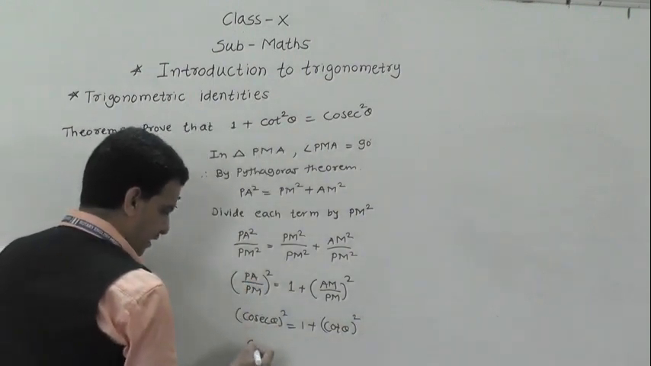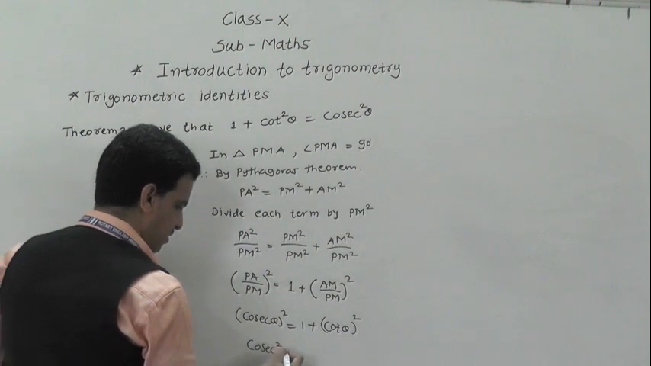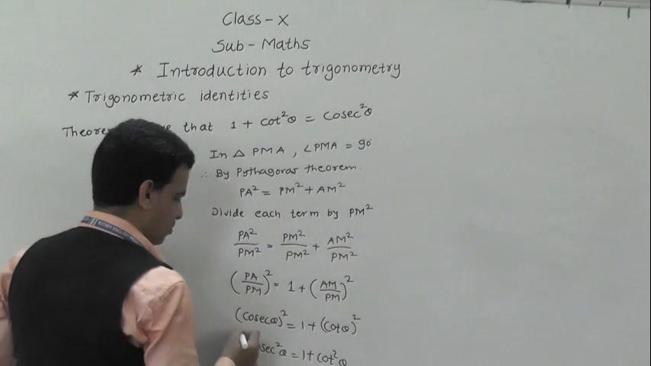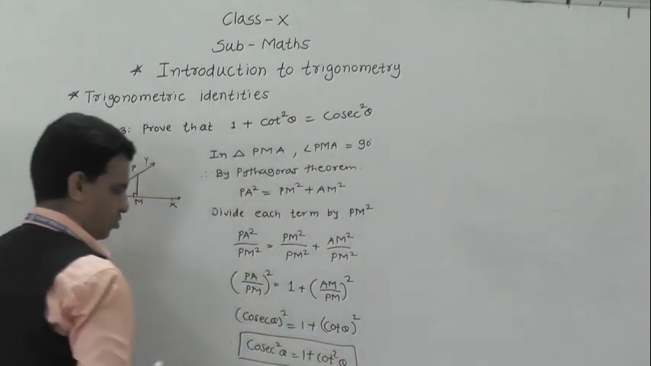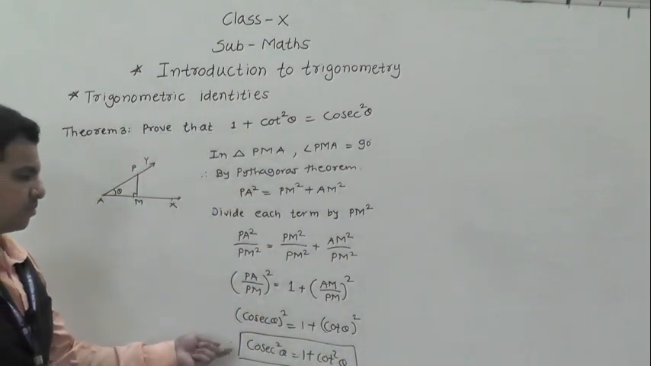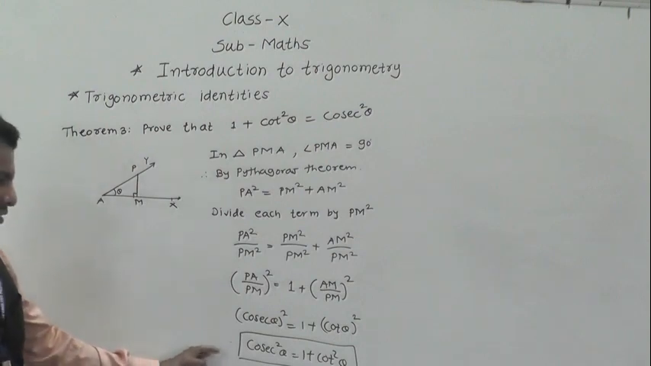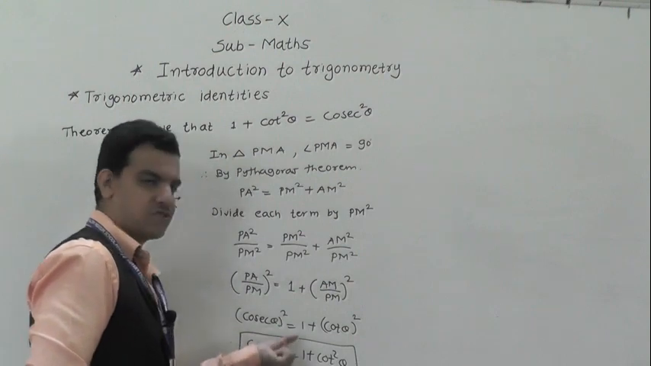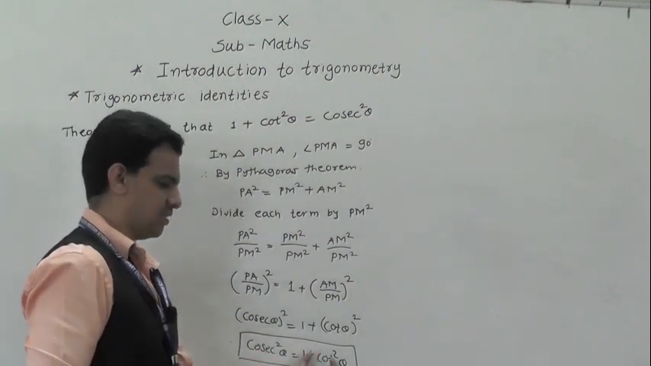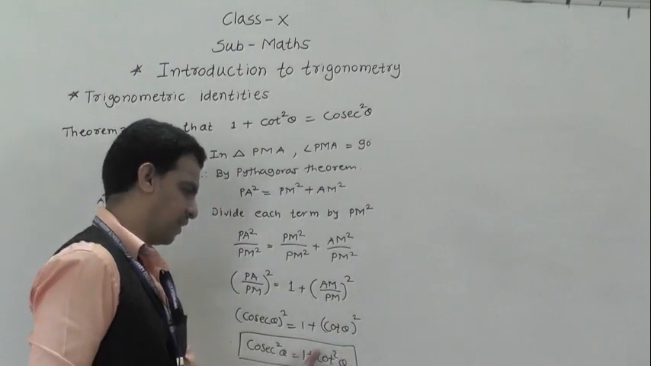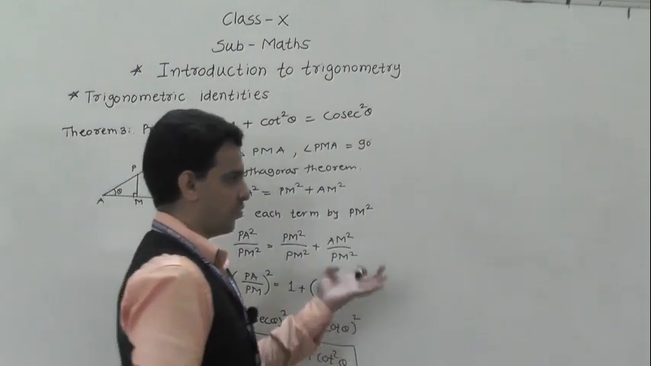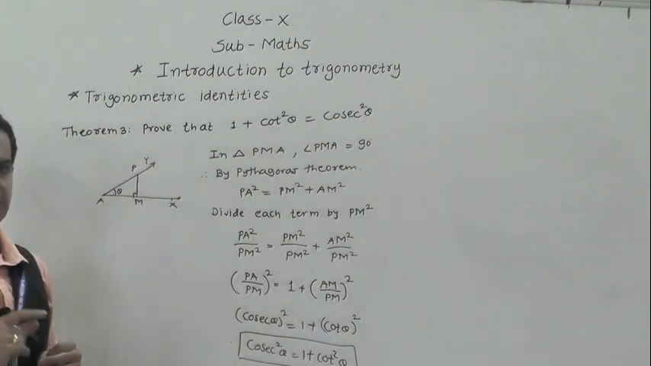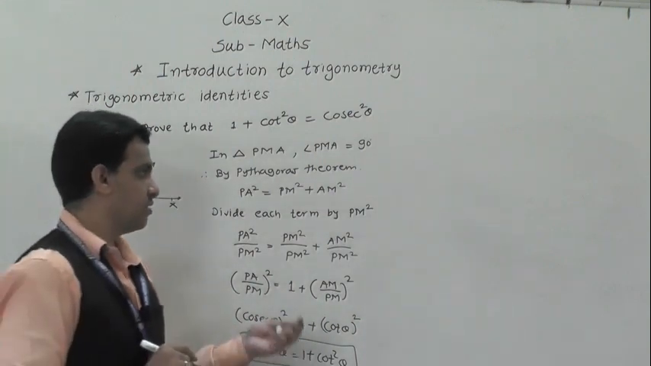So we have the identity cosec²θ = 1 + cot²θ. So this is the third identity. Here cosec²θ means (cosec θ)², and cot²θ again the same, (cot θ)². For all trigonometric ratios, if sin²θ is there, it means (sin θ)².